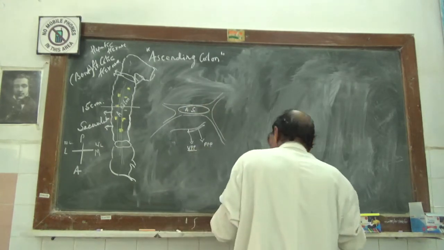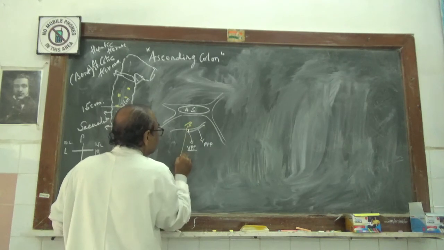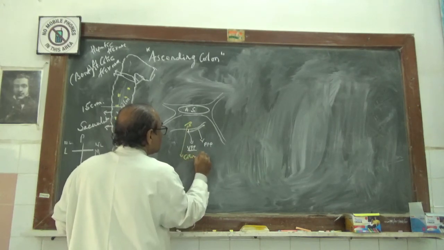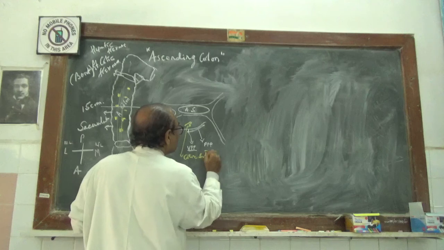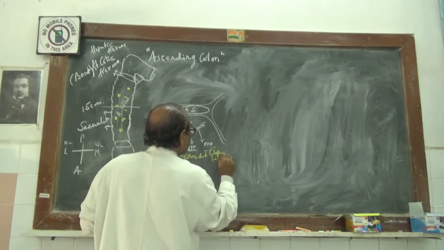So this will be the thing. After this you will have the coils of small intestine, especially the jejunum, and a small portion of the ileum.